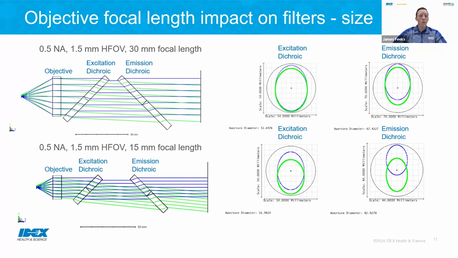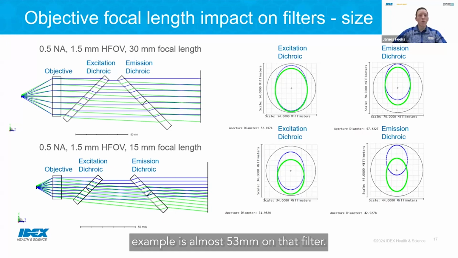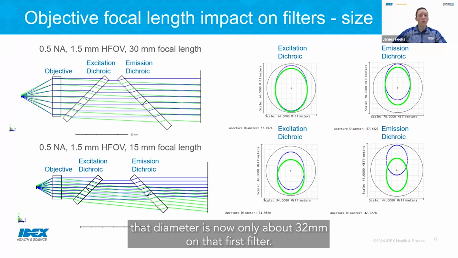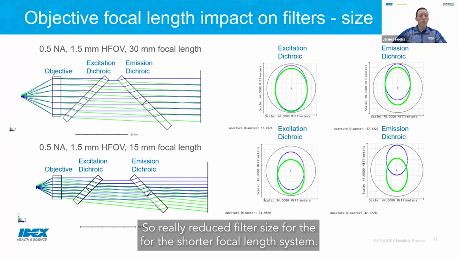You can immediately see that the top example with the longer focal length has a much larger footprint on those filters. Looking on the right at the filter footprints, you can see that the diameter in the top example is almost 53 millimeters on that filter. And if I look at the 15 millimeter focal length objective, that diameter is now only about 32 millimeters on that first filter. So really reduced filter size for the shorter focal length system.